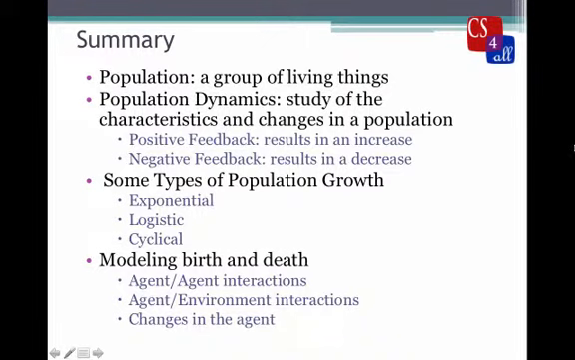In summary, a population is a group of living things. Population dynamics is the study of the characteristics and changes in a population. Positive feedback results in an increase in the population, and negative feedback results in a decrease. Some types of population growth include exponential, logistic, and cyclical. And you can model birth and death using agent-agent interactions, agent-environment interactions, or changes in the agent itself.